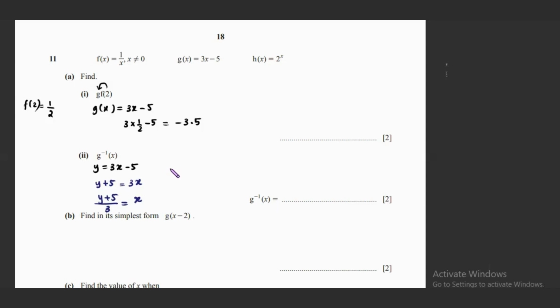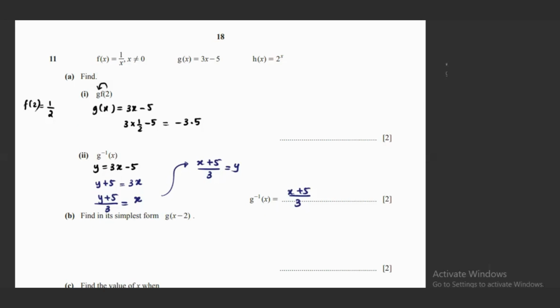The second step to do is to switch x and y. So when I switch x and y, I will have y is equal to x plus 5 over 3, which means this x plus 5 over 3 is the inverse function of g.